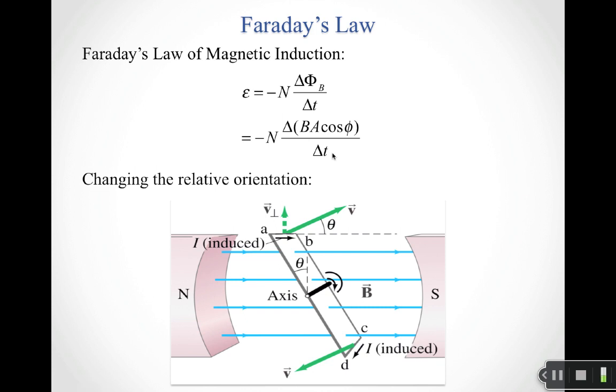So these are the three options I've got in terms of changing the magnetic flux. And so when we go to work Faraday's law problems, we'll pay attention to which of these three is changing so we know what needs to stay inside the delta term, and everything else can then be pulled out.